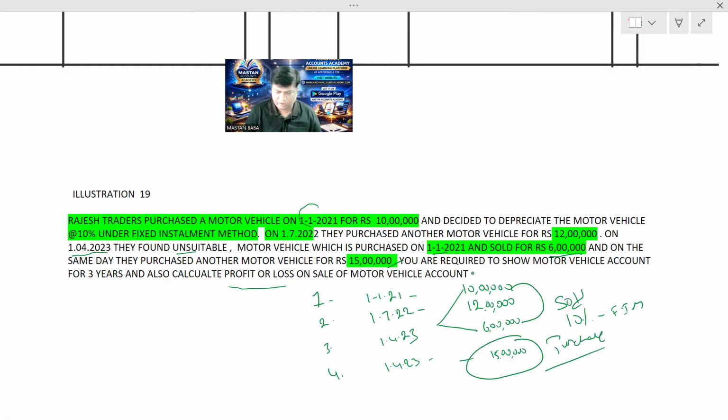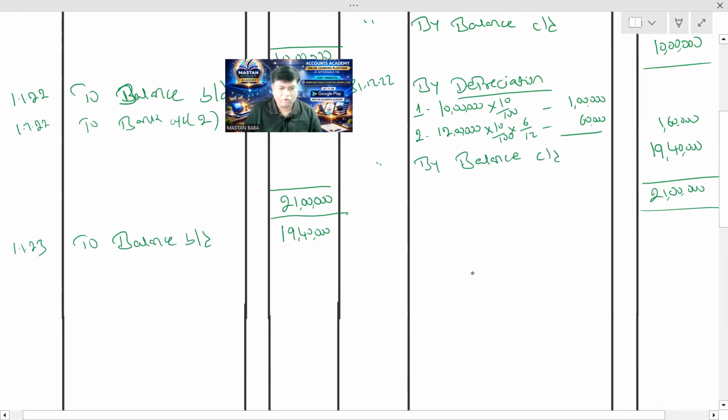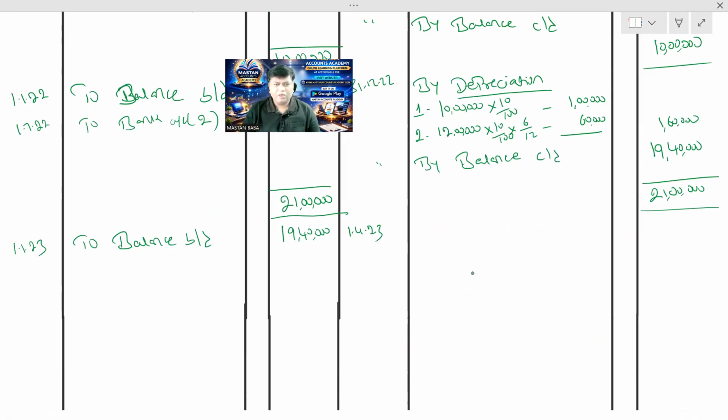That is 1/4/23. So we'll do accordingly now. So 1/4/23. So first we'll close the vehicle that has been sold. So we'll settle that account.